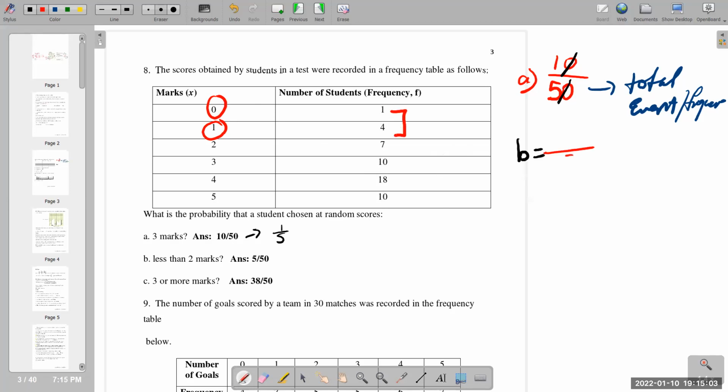So you put back 50 again because this doesn't change. It's always over the total. And then the numerator is what they're talking about. And what did they talk about? Less than 2 marks. 1 is less than 2 marks. 0 is less than 2 marks. So we must include these two together. How do we put anything together? We add. And so that's how we get what? 5 over 50.